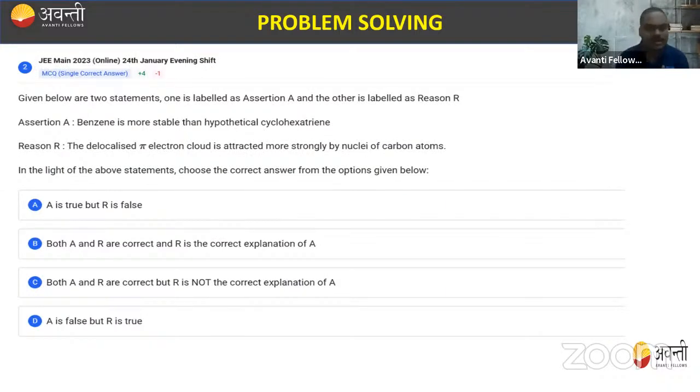Given below are two statements, one labelled as assertion and the other labelled as reason. You have to identify whether the assertion and reason are both true, or one is true and one is false, and vice versa. So let's see what the assertion is. Benzene is more stable than hypothetical cyclohexatriene. And the reason is that the delocalized pi electron cloud is attracted more strongly by the nucleus of the carbon atom. So you have to identify which statement is correct.